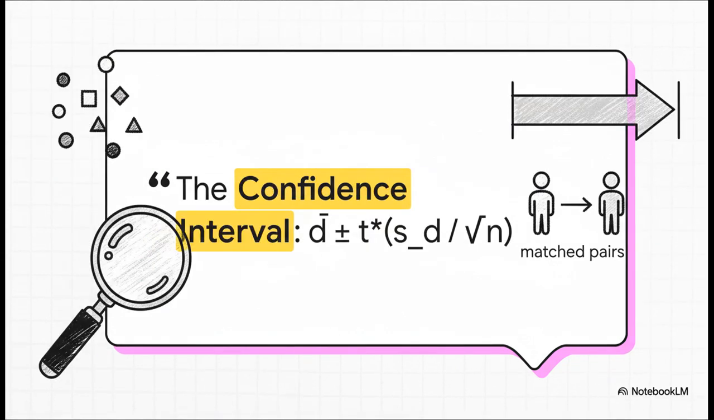But what if we want to do more than just get a yes or no answer? What if we want to estimate the true size of the change? For that, we build what's called a confidence interval. This formula gives us a range of believable values for what the true average difference is out in the real world, all based on the evidence we gathered from our sample.